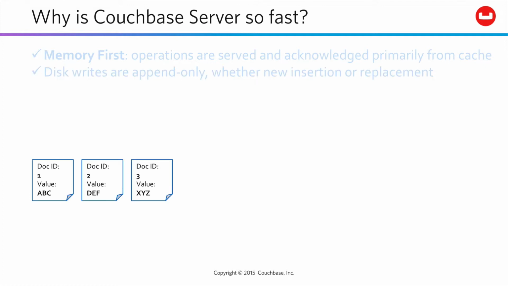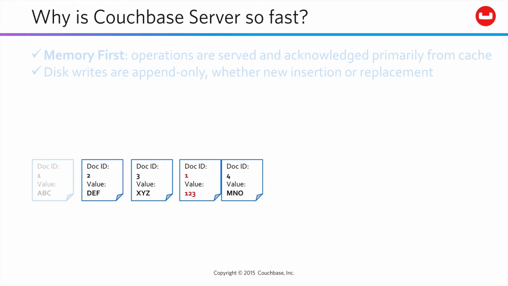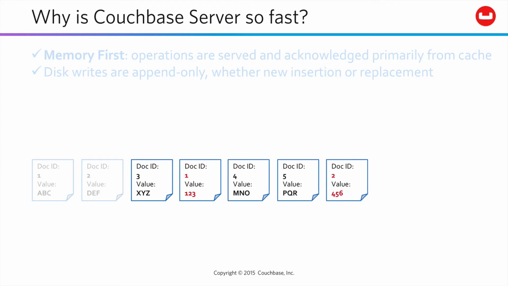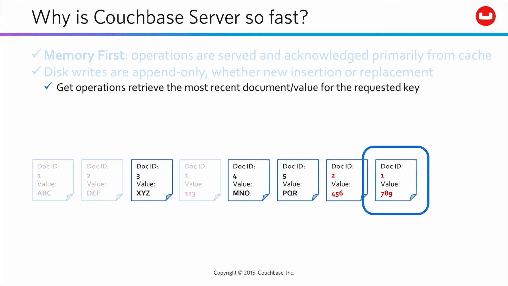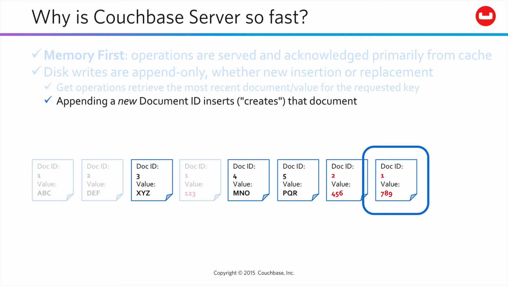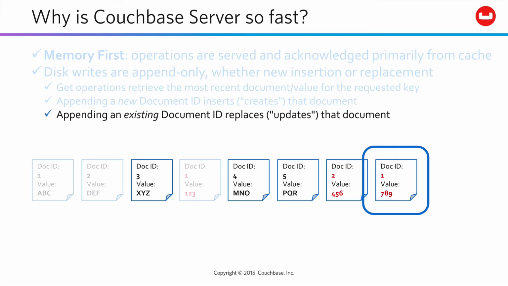So let's visualize this. Imagine this write log, and documents are being continuously appended. If a new document ID matching a prior ID is appended, it has the effect of replacing the prior document. So we pass in a few more. Document ID 2 is replaced. A third version of document ID 1 comes in, and then a get operation happens. So the get is always retrieving the most recent version of the document. As a result of this, appending a new document ID effectively inserts or creates that document, whereas appending an existing document ID replaces or updates that document. We'll come back to this concept a bit more later in the course.